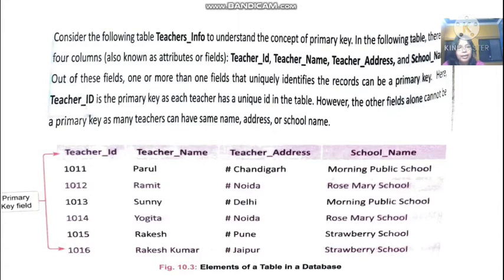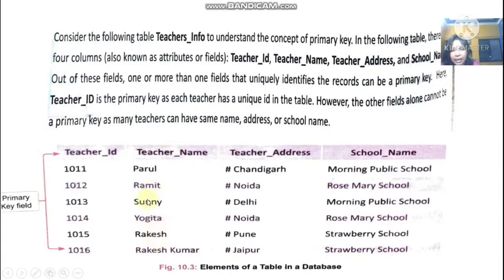So let's take one example of a table where I'll be explaining it. Consider the following table. The name of the table is teachers info. In this table there are four columns: teacher ID, teacher name, teacher address, school name. Out of these fields you tell me which field uniquely identifies every record. Obviously, it is the teacher ID.